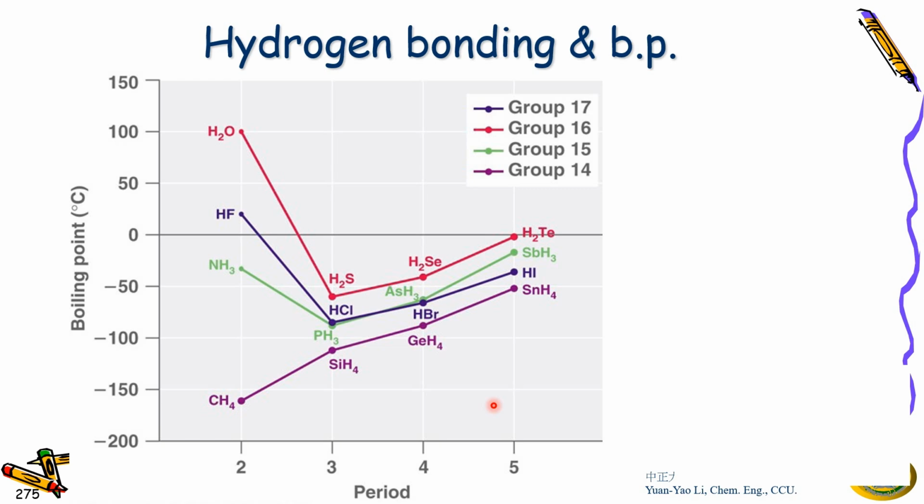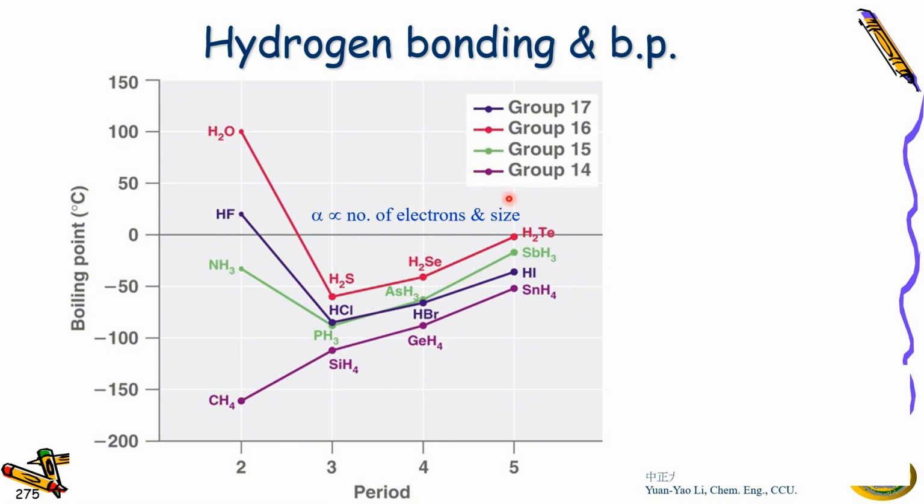Hydrogen bonds and melting points. Let's take a look at this line first. This is carbon, silicon, germanium, tin. So this is group 4A in the periodic table, with 4 electrons, with 4 hydrogens. As you can see, the boiling point is increasing. Why? Because of what? Tell me.